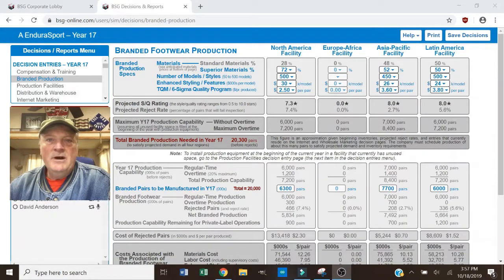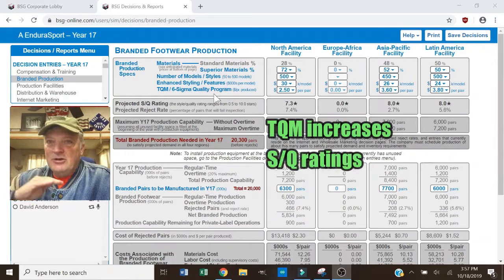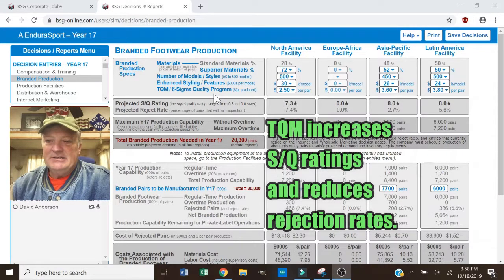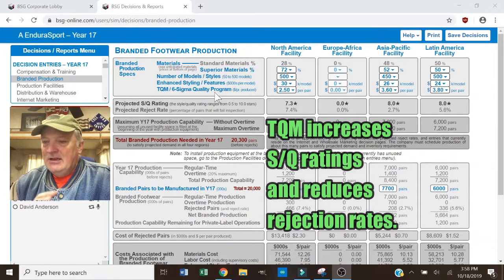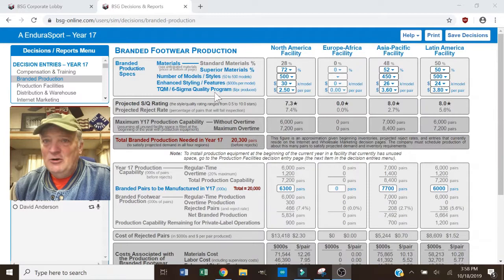Here's just one more word about total quality management and the Six Sigma quality program. If you don't do this, you're going to be hurting because your rejection rates are going to be high. You're going to want to put some money into this. And it's up to you to determine what level of money that you want to put into it. Maybe just start off at about 250 and see what that does for you.